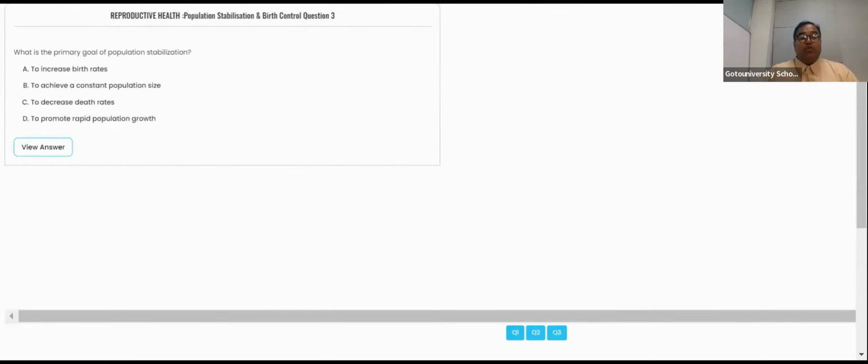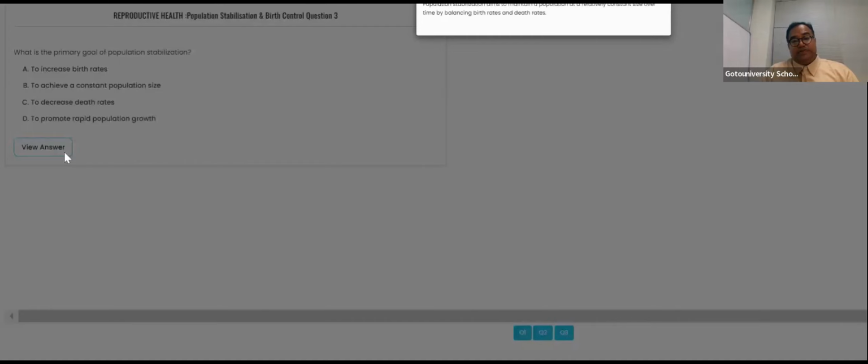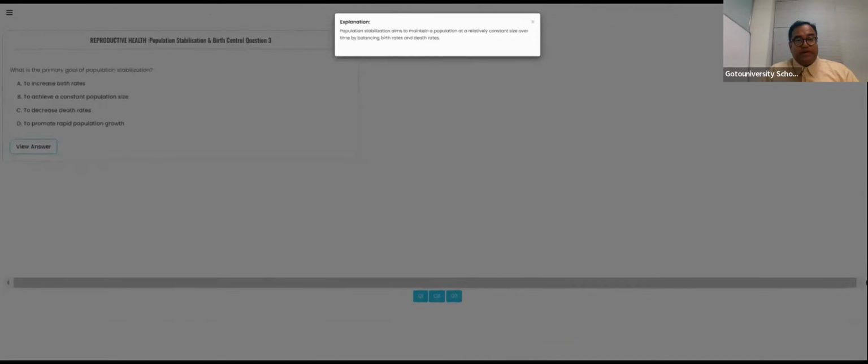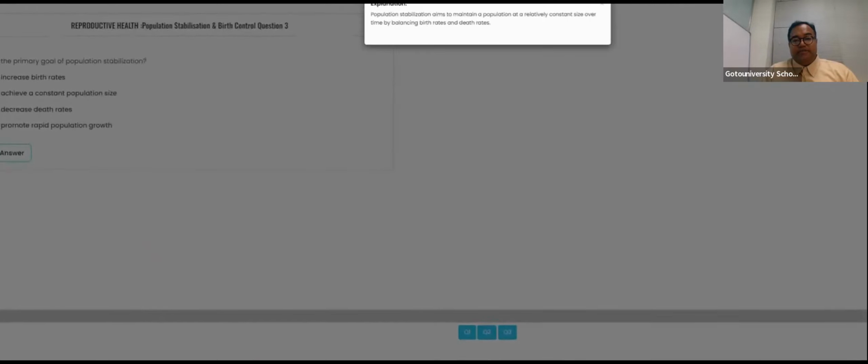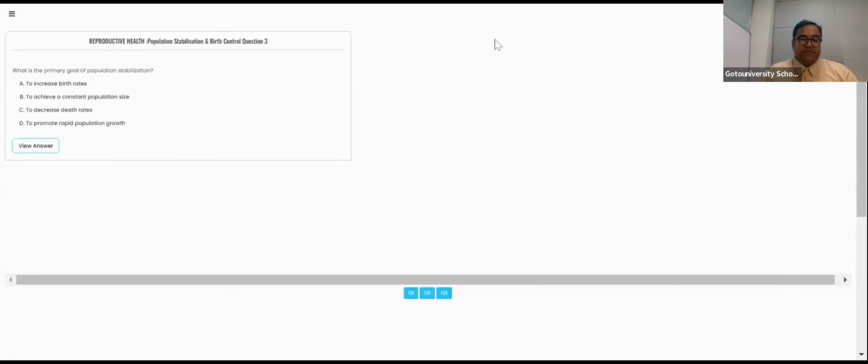What is the primary goal of population stabilization? If you're talking about options: to increase birth rate, to achieve a constant population size, to decrease the death rate. So here, by balancing the birth and death rate, right? By balancing the proper birth and death rate. So this is the message we are giving for you, right? So we discussed these questions.